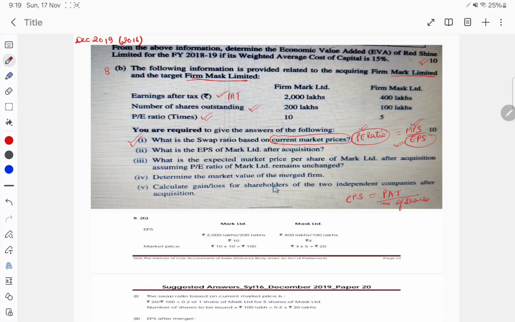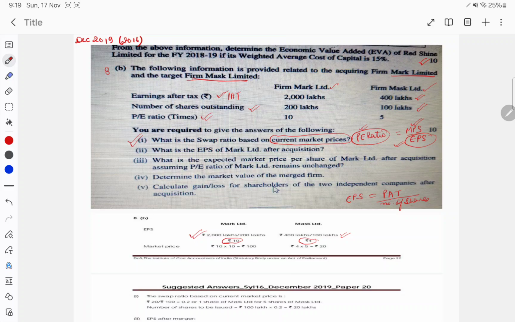For each of the firms, Mark Limited and Mask Limited, you have to calculate the EPS first. For Mark Limited, the profit is 2000 and the number of shares outstanding is 200, so EPS will be rupees 10. For Mask Limited, the profit is 400 and the number of shares outstanding is 100, so the EPS is rupees 4.